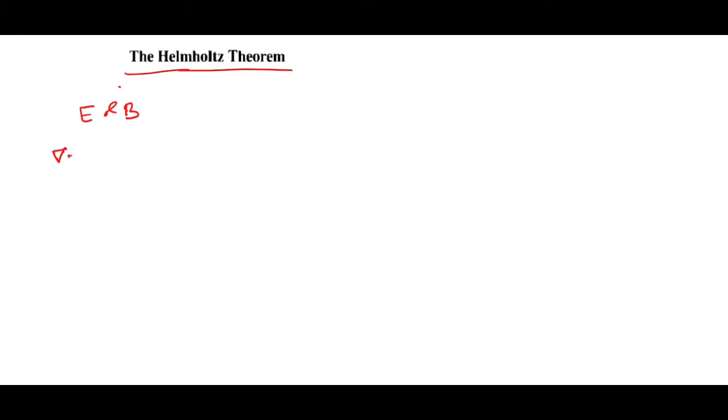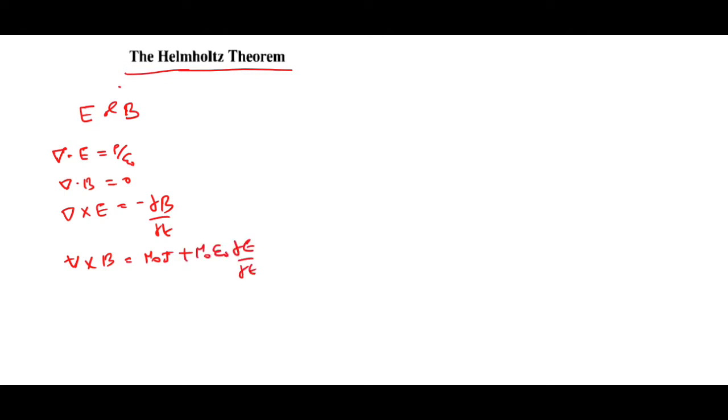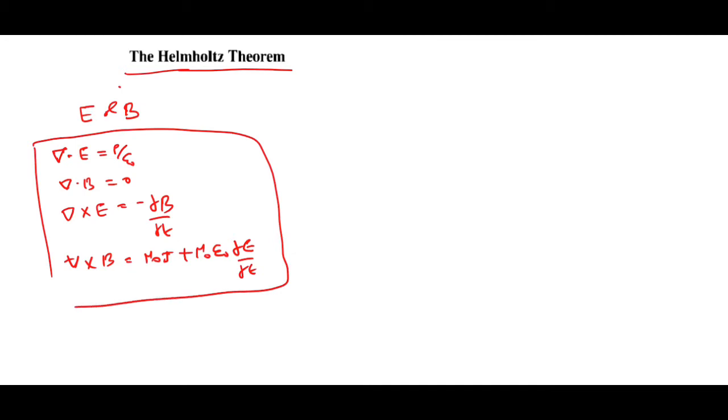That is, first equation, del dot E will be equal to rho by epsilon 0. Del dot B is equal to 0. Curl of E is equal to minus dou B by dou t. Curl of B is equal to mu 0 J plus mu 0 epsilon 0 dou E by dou t. All these are the differential equations of the fields E and B.